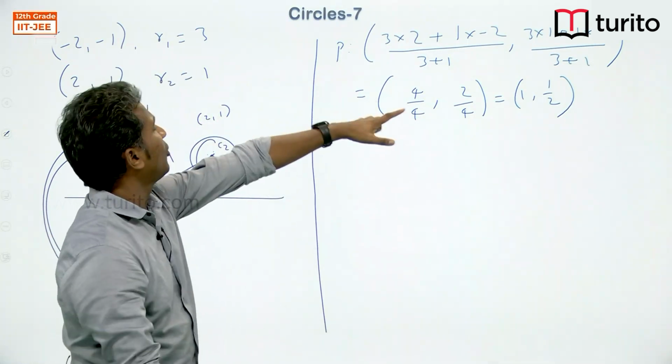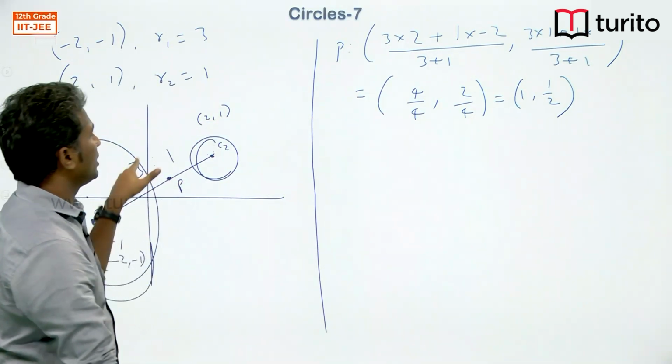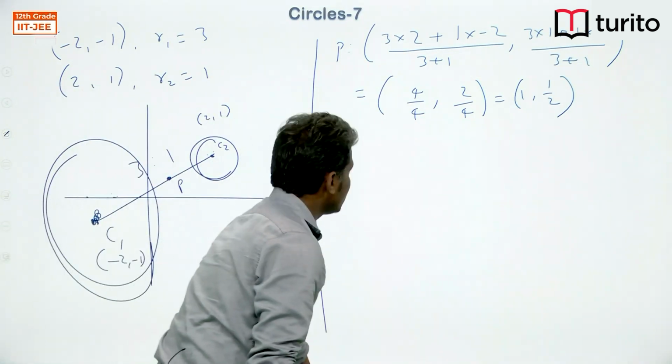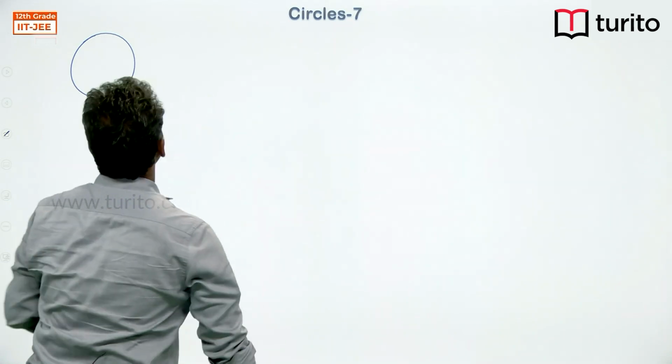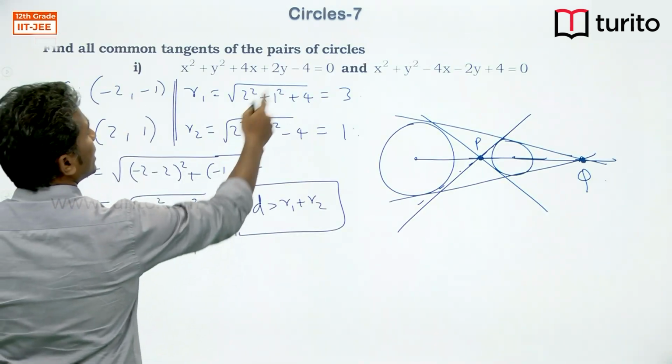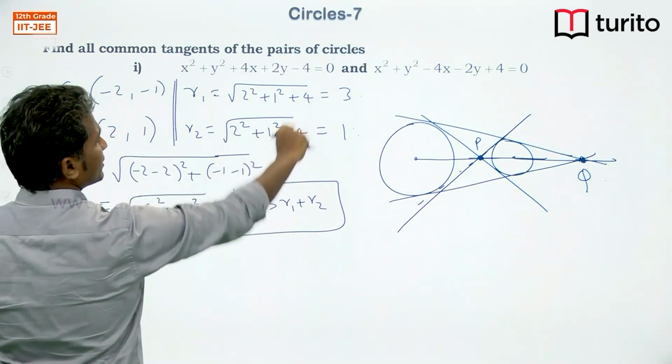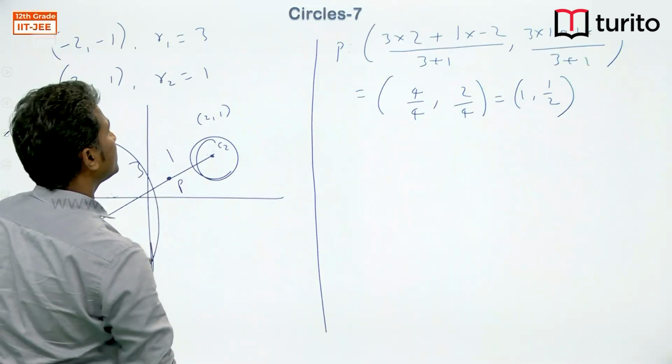Now through this point, whatever tangents pass, I have to calculate. So let me solve it on the next slide. So let's say there is a circle here. I will take any one equation of the circles. So I will take the second equation, x square plus y square minus 4x minus 2y plus 4.